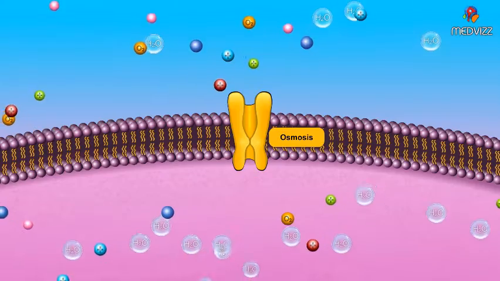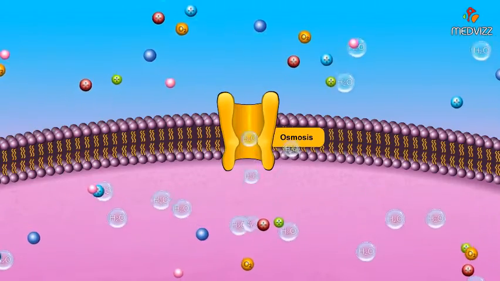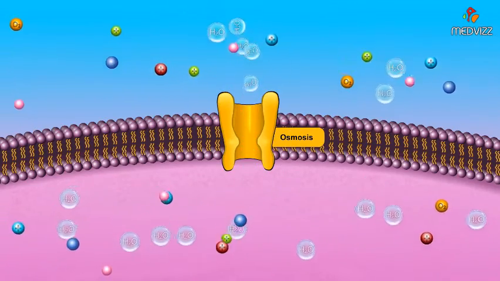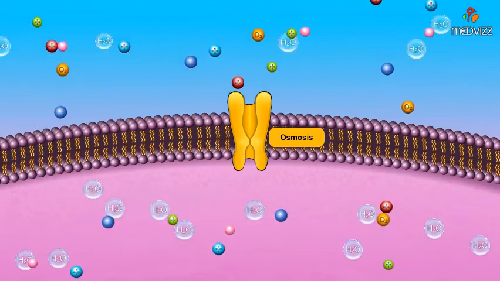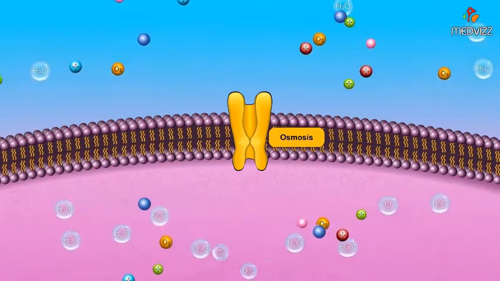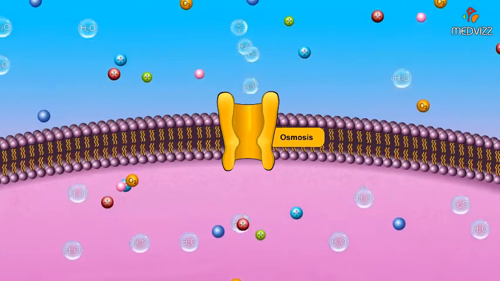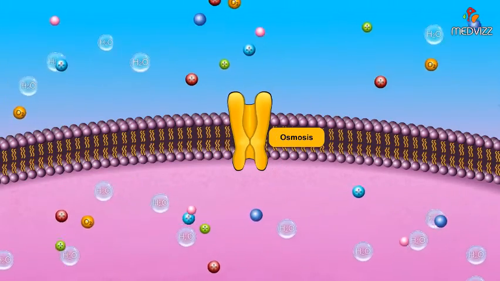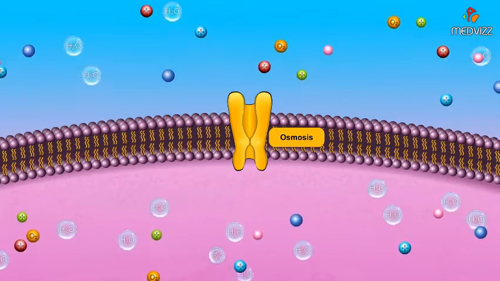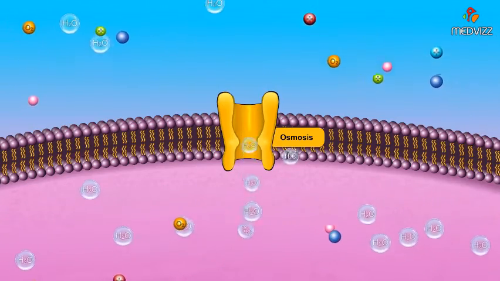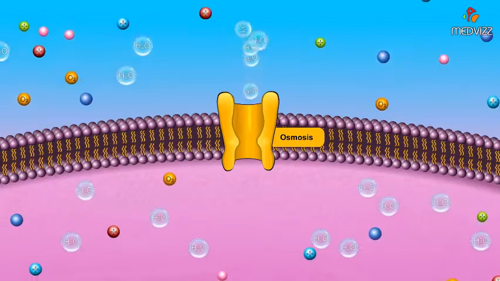Osmosis is a special kind of passive diffusion that involves the movement of water molecules across a semi-permeable membrane. Water passes through the phospholipid bilayer with some difficulty, but transmembrane channels can ease the passage of water through the membrane in a process called facilitated diffusion. Water plays a critical role in maintaining cell integrity.